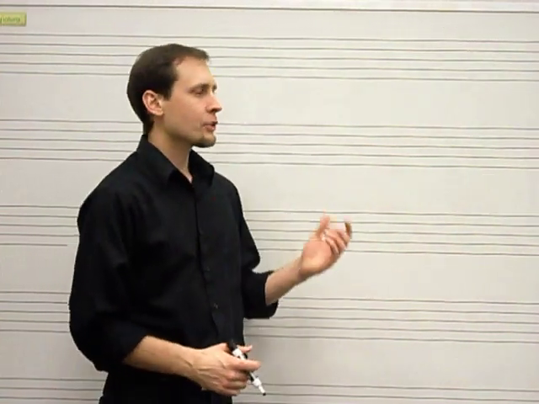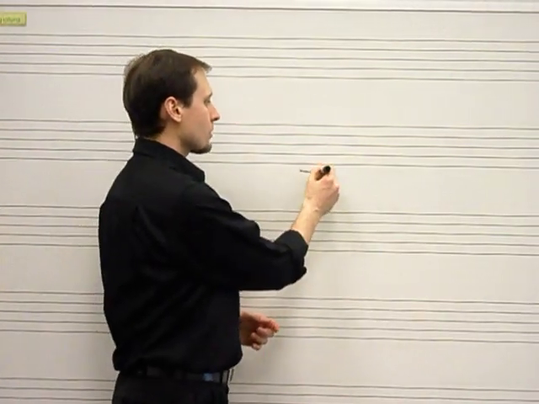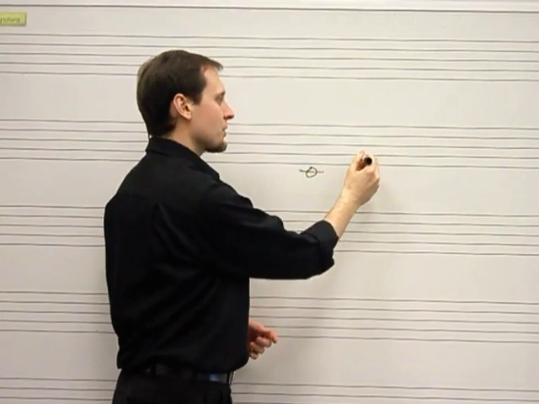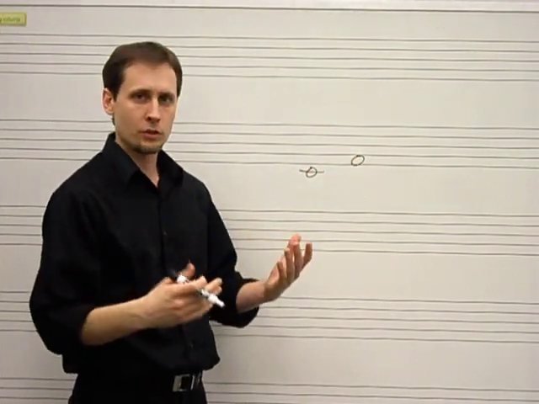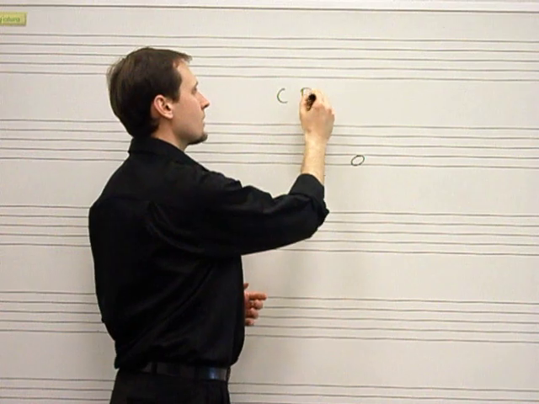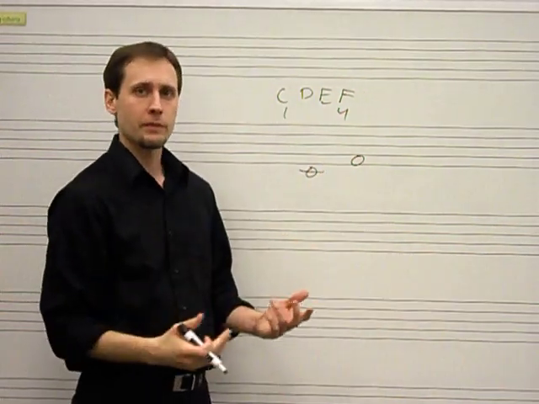When you're calculating intervals, you want to always calculate from the lowest note. For example, if we want to know the interval from C to F, then we approach it the same way that we just learned in the last lesson. C, D, E, F, and we find out that's a fourth.